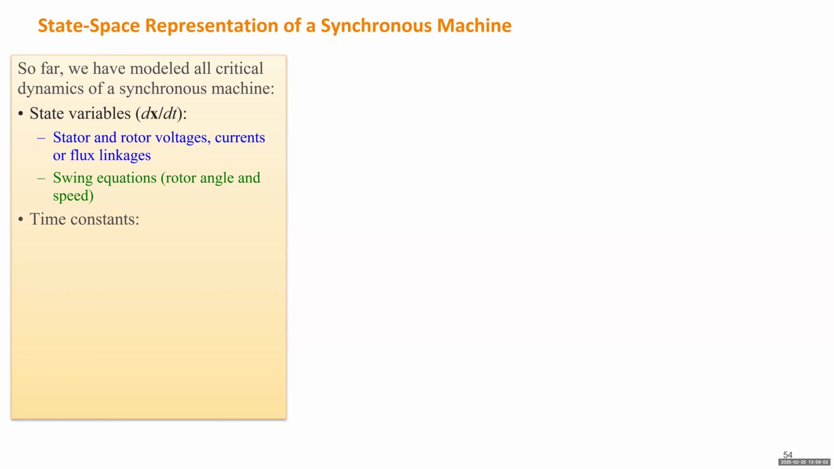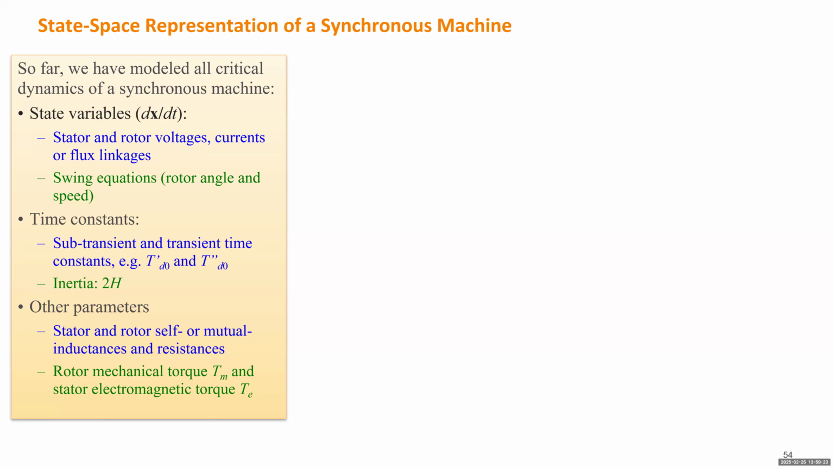Okay, and how many time constants do we have? We have T single prime and T double prime in the DQ model, considering short circuit or open circuit disturbances. We also have the inertia constant, not a time constant, but 2H somehow also represents a time constant. And there are also other parameters, like many inductance parameters or resistance parameters. And in the swing equation, we also have mechanical torque and electric torque.